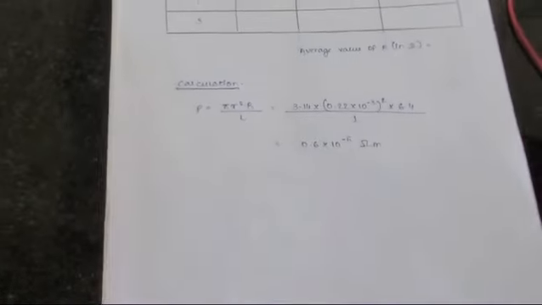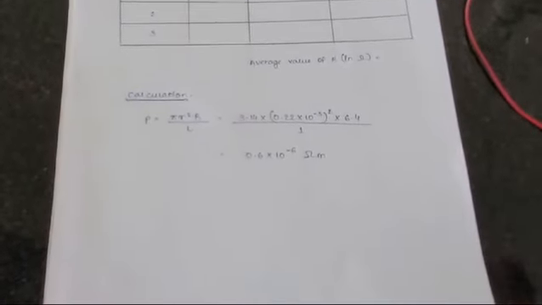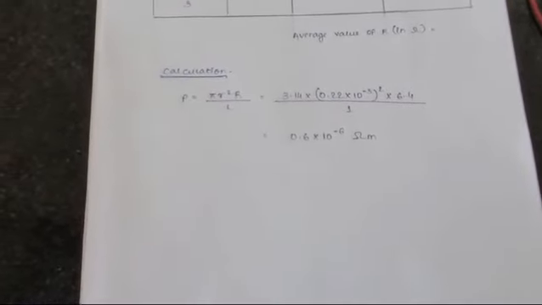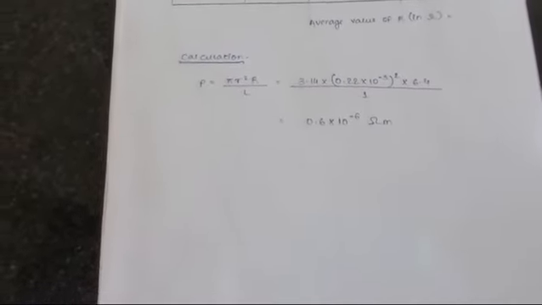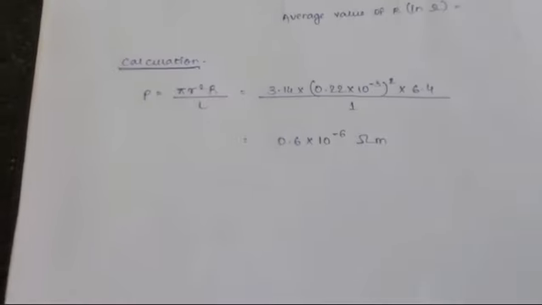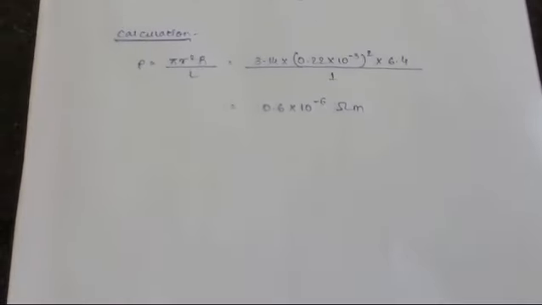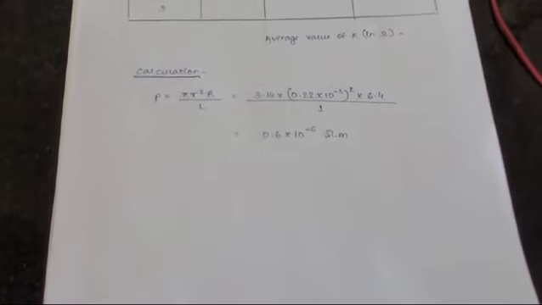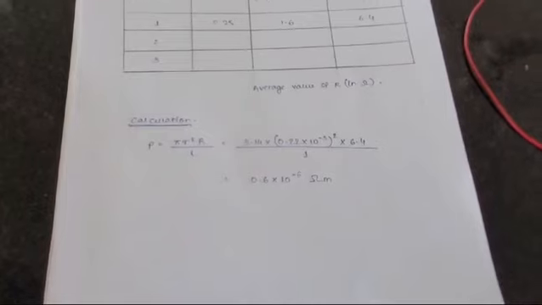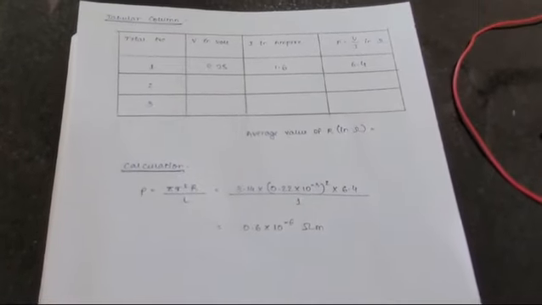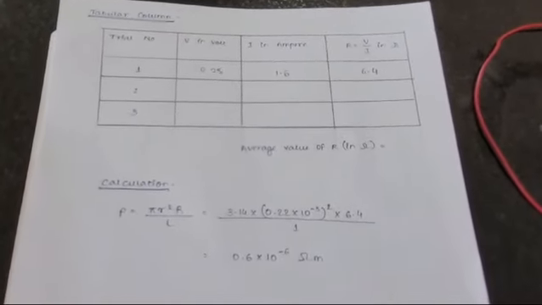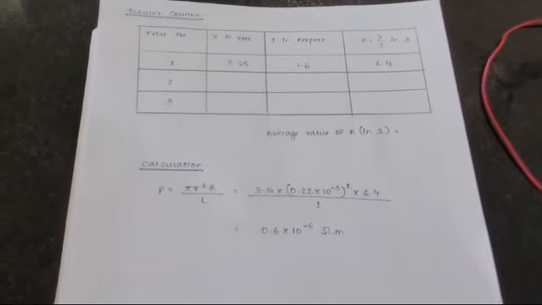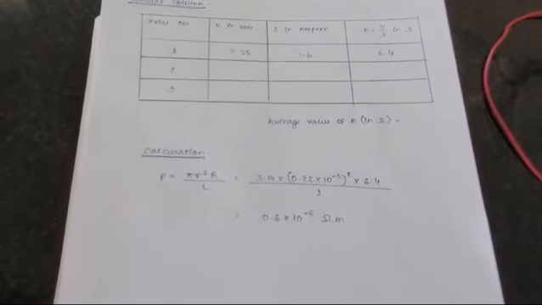The calculation is done as follows. As we saw from the formula, the resistivity is pi r square into R divided by L. Pi is substituted as 3.14. The radius of the wire which is given is 0.22 into 10 to the power minus 3 meters whole square into the resistance which we just obtained, which was 6.4, divided by the length of the wire which is 1 meter. Correspondingly, we obtain the value of the resistivity which is 0.6 into 10 to the power minus 6 ohm meter. Similarly, we calculate the average value of R and you will get an average value of the resistivity.